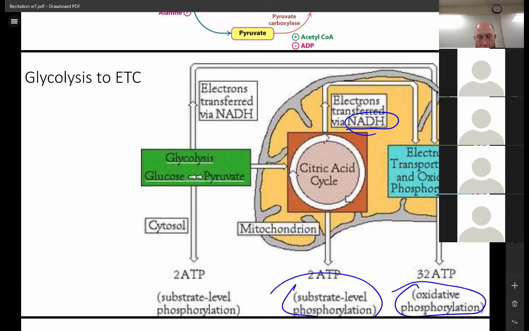We're using the oxidation reduction potential of the NADH and FADH2 to make ATP, and so that's why it's oxidative phosphorylation, versus substrate level phosphorylation, where you're using just another high energy molecule in order to add a phosphate onto ADP. Oxidative phosphorylation is going to use the oxidation reduction of NADH and FADH2 in order to facilitate the creation of ATP.